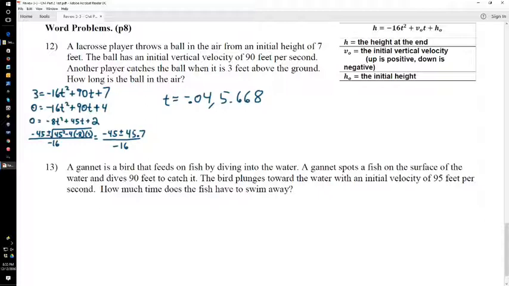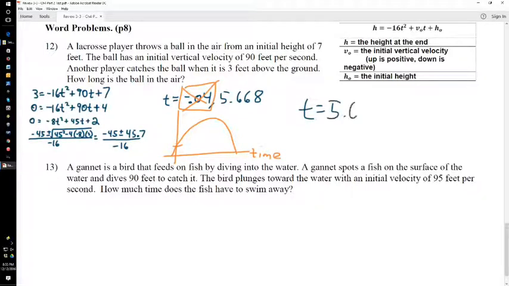So again, we're talking about a real world situation. So if you got your graph, a guy hit a baseball from 7 feet off the ground and it went way up and came back down, and so this is time. Can you have a negative time in a real world situation? No! So the negative 0.04 is out. You're left with the answer at time 5.668 seconds. The ball was 3 feet above the ground.